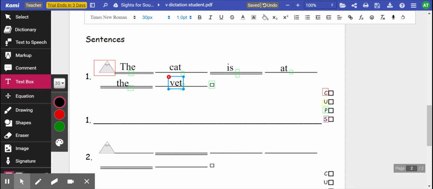And the cat is at the vet. Are we saying something or are we asking a question? We're saying something. We're saying that the cat's at the vet. So we need to put a period in there because it's a statement. Okay. Now, when you check the teacher's copy, do your rewrite.